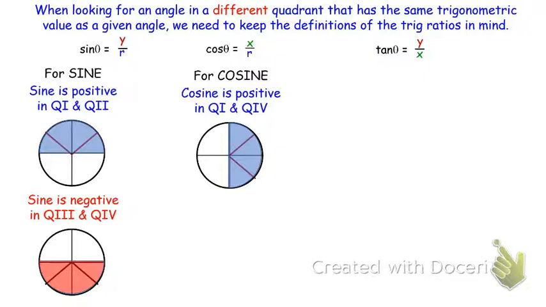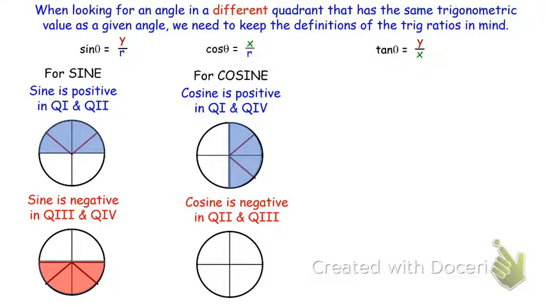Now cosine is going to be negative if x is negative. That means you're going to be looking on the left-hand side of the circle. That is quadrants 2 and 3. Here, if you have something in quadrant 2, then you'll look to quadrant 3 for that same cosine value. Looking up and down is going to provide the same x value, which is cosine.